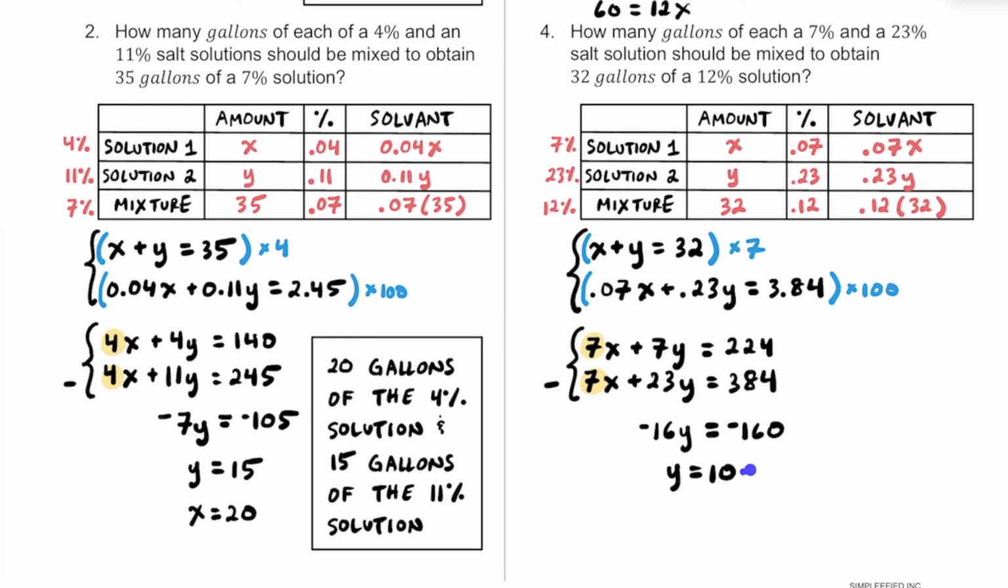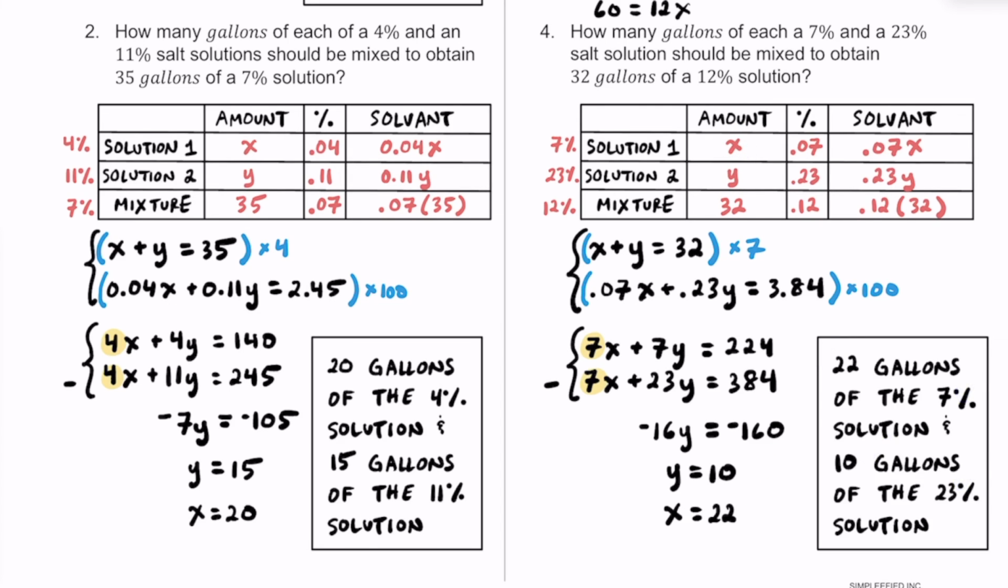We can take this 10 and substitute it in right over here, and we can solve for x, right? So if we know x plus 10 is 32, then 32 minus this 10 is going to be 22. So we can conclude that x does equal 22. So that's how much of solution 1 we need. So this 22 right here, that's going to be how much we need of solution 1. And this 10 is telling us how much we need of solution 2. So putting this all together, we need 22 gallons of the 7% solution and then 10 gallons of the 23% solution so that we can end up with 32 gallons of exactly 12% solution.